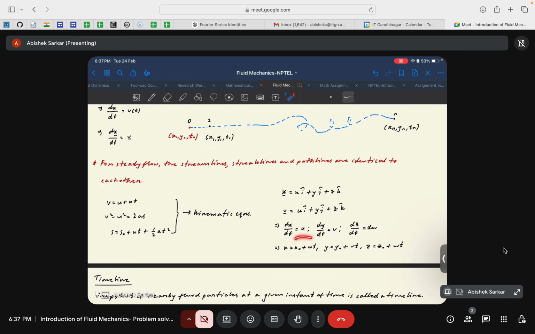So if you just integrate it, again I used the simple Euler's method to integrate the equation. You can use different integration methods, the numerical integration methods, to find the position of the particles at different instants of time. So this is how it can be done.